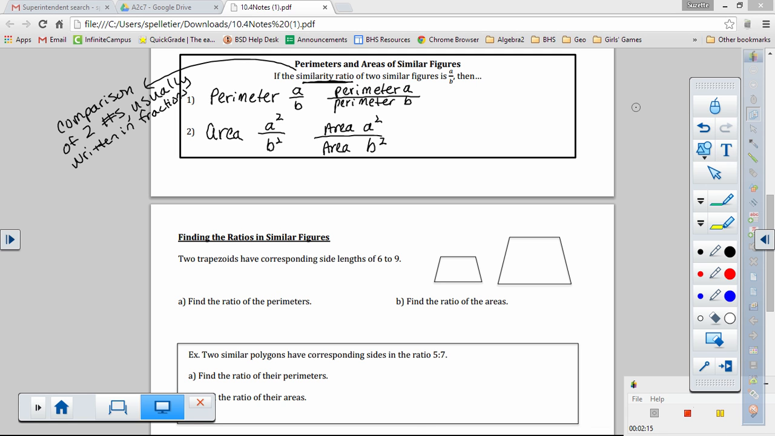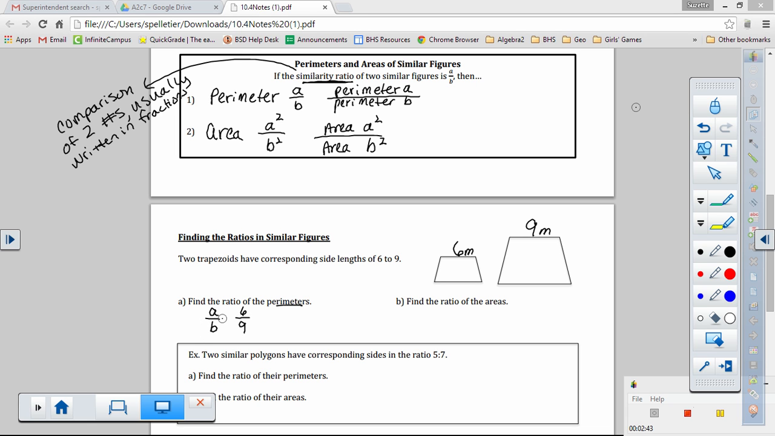Two trapezoids have corresponding side lengths of 6 and 9, okay? So I'm going to put the 6 here and 9 here. 9 because it's longer, so I'm going to put it on the bigger figure, and 6 is smaller, so it goes on the smaller figure. Find the ratio of the perimeters. So we already know the ratio of the perimeters is A is to B. So we're going to go 6 is to 9.